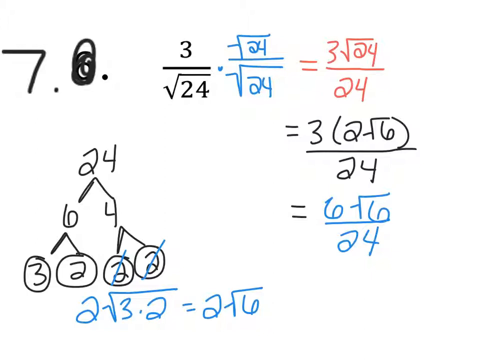Now one last thing. Does 6 over 24 reduce? So 6 divided by 24 gives us 1/4, right? So we'll have square root of 6 over 4 as our final answer. Think of this as 1/4 here. There's an understood 1 here. 4. So 1/4.